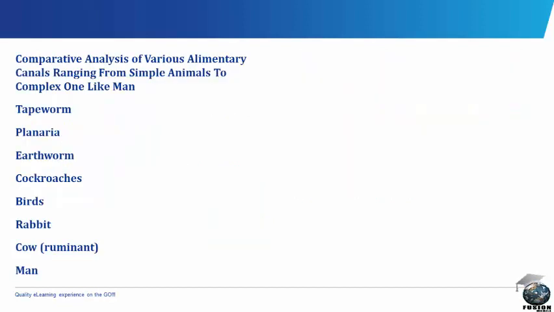Comparative analysis of various alimentary canals ranging from simple animals to complex ones like man. We have different alimentary canals. We have the alimentary canals of tapeworm, the planaria, the earthworm, cockroaches, birds, rabbits, cow or the ruminant, and man. The tapeworm has no alimentary canal. It feeds by simple diffusion of digested food from the intestine of its host, since it is an endoparasite. As we know, an endoparasite is a parasite that is living inside the body of an organism.